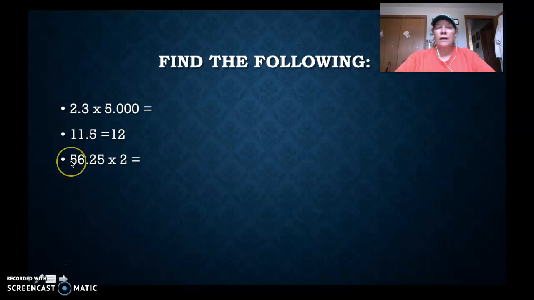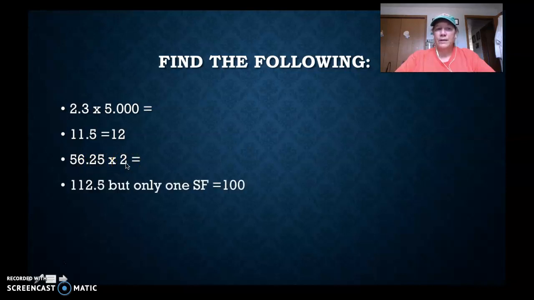Okay. Here what I did, again, I have 4 significant figures times 2. You get 112.5. That's when you multiply these like you normally would. But I can only have 1 significant figure because 2 only has 1. So I'm going to round this to 100.